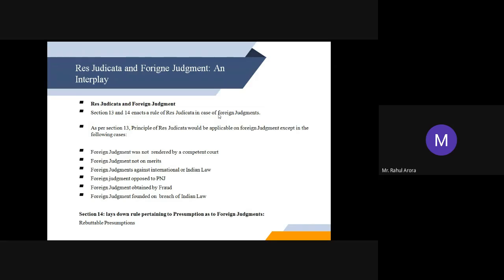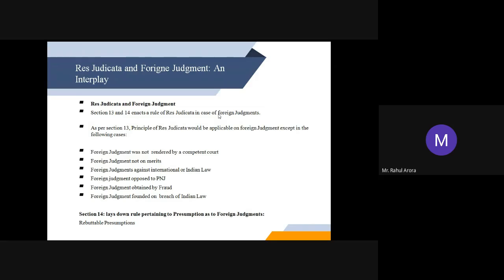Next point, foreign judgment founded on breach of Indian law. If the judgment rendered by the foreign court is in contravention of Indian law, then also the same would not be applicable. So these are the 6 grounds on the basis of which we may say that the foreign judgments would not be binding, or the doctrine of res judicata would not be applicable on these judgments.